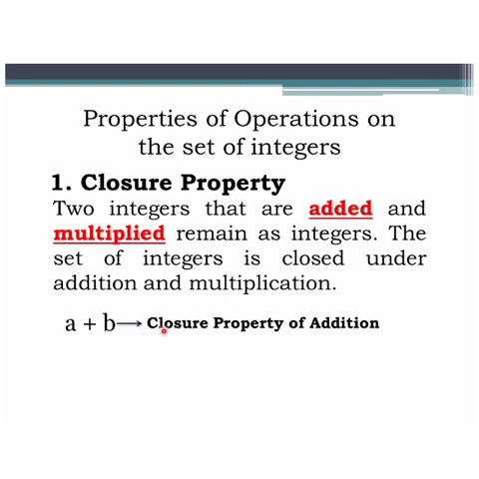Tawag po natin dito is closure property of addition. And now, for multiplication, ito rin yung pattern. A times B, tatawagin natin itong closure property of multiplication. Again, these two letters A and B represent integers.